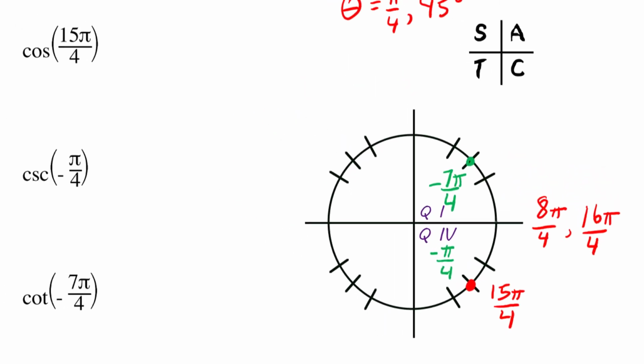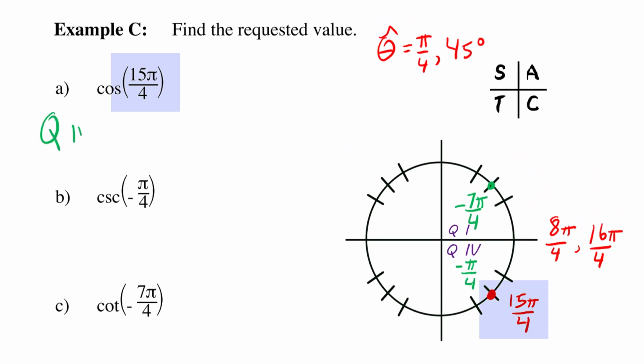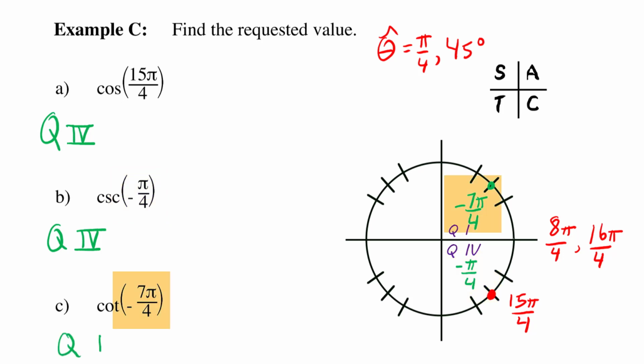So let's put those with the trig functions. Letter A, 15 pi over 4, we see is in quadrant 4. In B, negative pi over 4 is also in quadrant 4. And in C, negative 7 pi over 4 is in quadrant 1. The cosine in quadrant 4 is positive. In part B, the cosecant in quadrant 4 is negative. And in part C, the cotangent in quadrant 1 is positive.